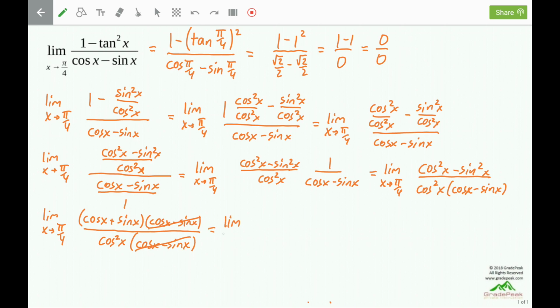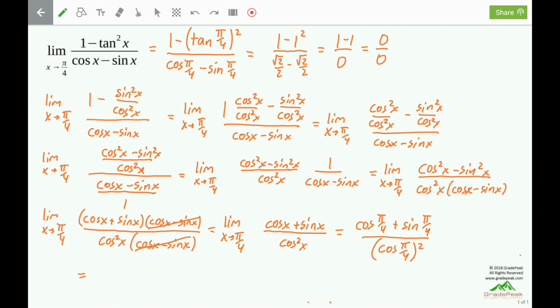Once we've done that, we should now have something that is no longer 0 over 0. I'm just going to rewrite everything we have at this point. So we have the cosine of x plus the sine of x over the cosine squared of x. And we can now try plugging in pi over 4 for each of the remaining x's. That'll give us the cosine of pi over 4 plus the sine of pi over 4 divided by the cosine of pi over 4 quantity squared.